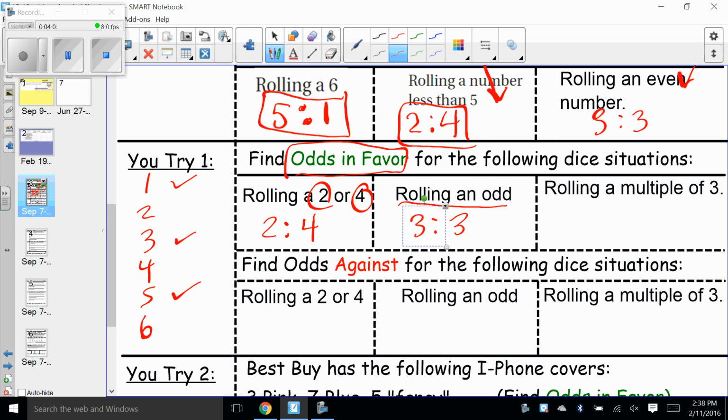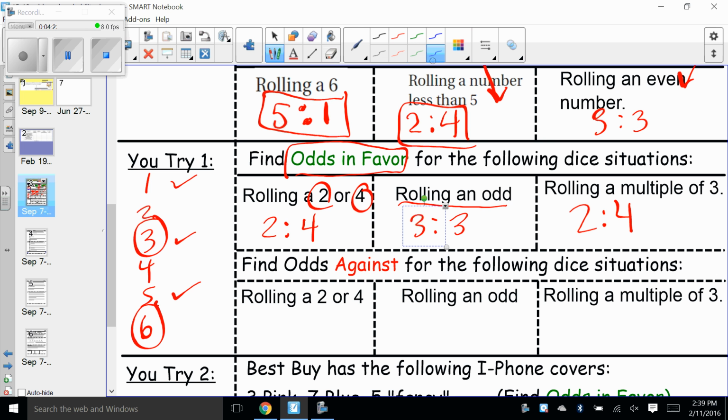3 of them are odd, 3 of them are not. Rolling a multiple of 3. So that'd be 3 or 6. Those are the multiples of 3. 2 things are in favor. The numbers 3 and 6 are multiples of 3. 4 things are not. So we have a 2 to 4 relationship. So let's do the opposite.